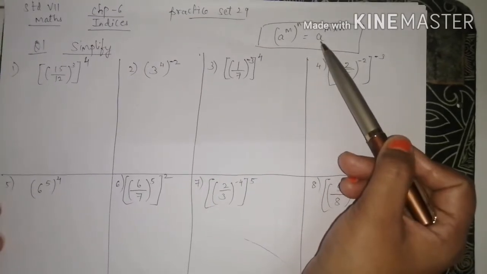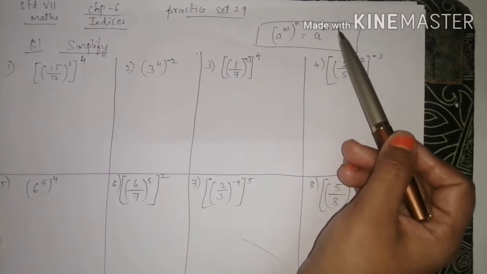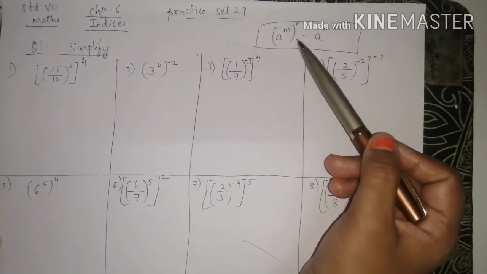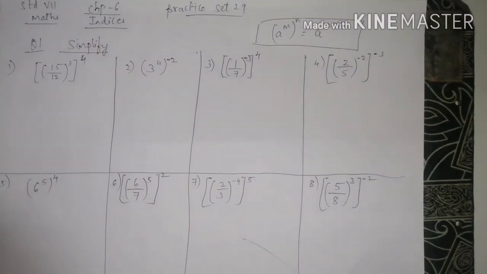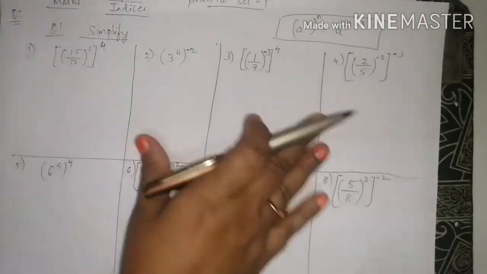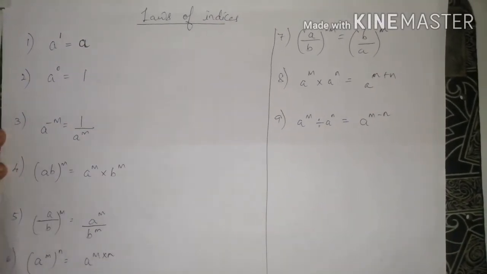The base you have to write as it is, a, and m and n are the powers, you have to multiply those powers, m into n. So this is the law on which practice set 29 is based. Let me show you all the laws together so that you can learn them, as in the exam a match the following might come.